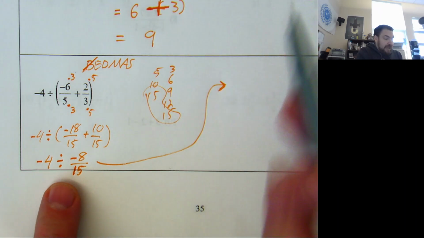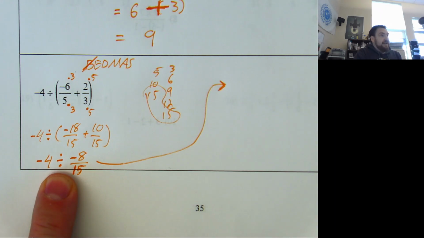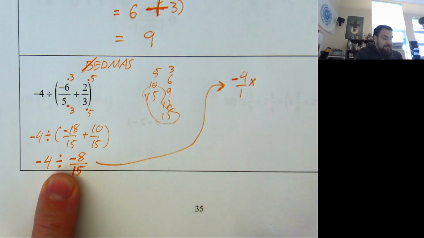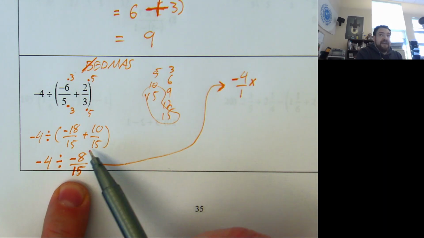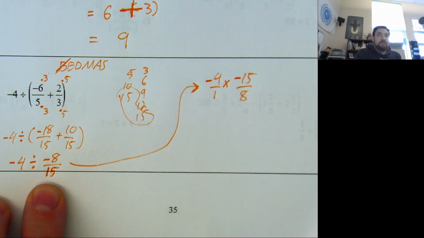So how do I divide fractions? Lots of you were totally able to do this on Thursday and Friday. Dakota. I changed the division to multiplication, and I. Yeah. So the negative 4 is going to become negative 4 over 1. The division is going to become multiplication. And I'm going to flip this guy. Instead of negative 8 over 15, it's going to become negative 15 over 8.